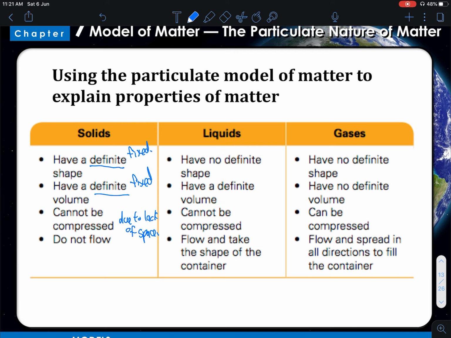For gas, on the other hand, they have no definite shape and no definite volume, meaning it can take the shape of anything. The volume is also interchangeable. Okay, and it can flow, it can be compressed. Now, the volume is actually quite relatable to it being compressible. It's again because it has more spaces in between the particles. And this allows the particles to flow and spread in all directions to fill up the container.